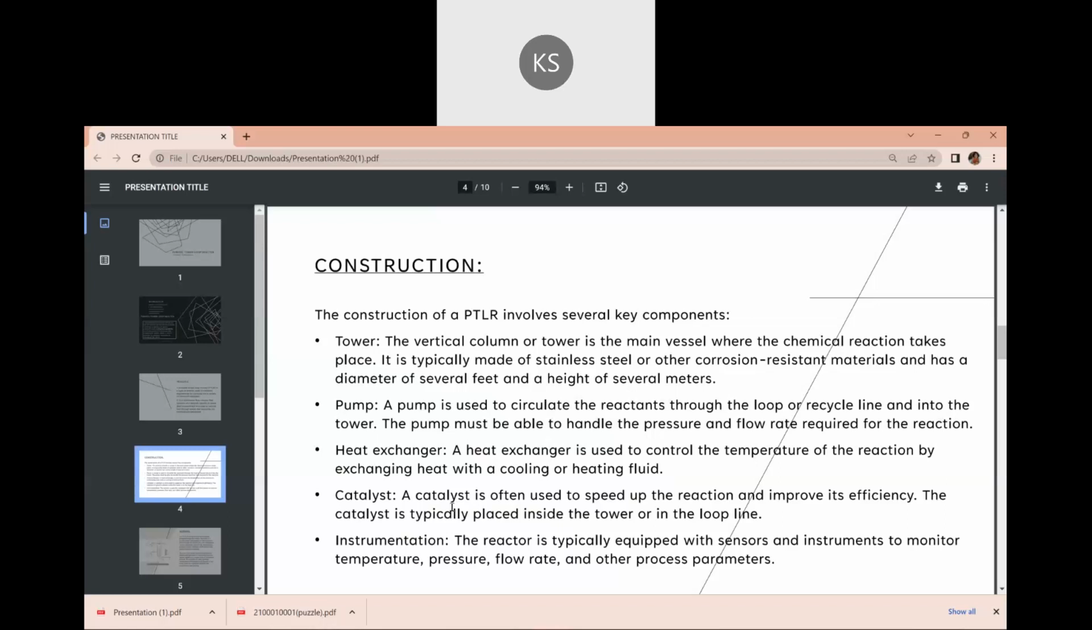Instrumentation. The reactor is typically equipped with sensors and instruments to monitor the temperature, pressure, flow rate, and other parameters. To get the exact product required, all these factors must be monitored and observed, and thereby we have certain setups like temperature probe, pH probe, dissolved oxygen probe, etc., which are linked to the bioreactor.